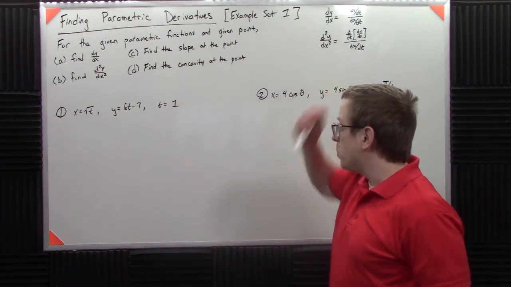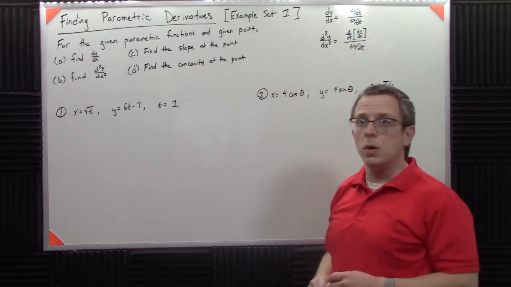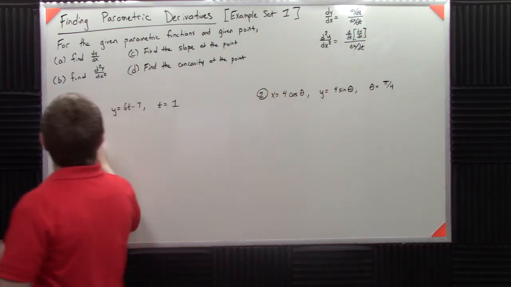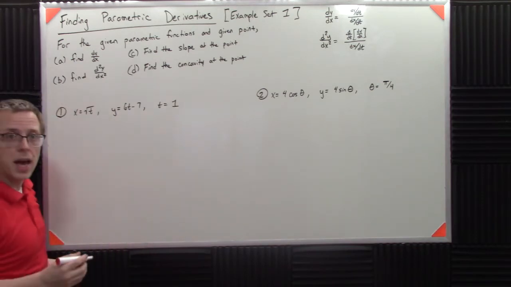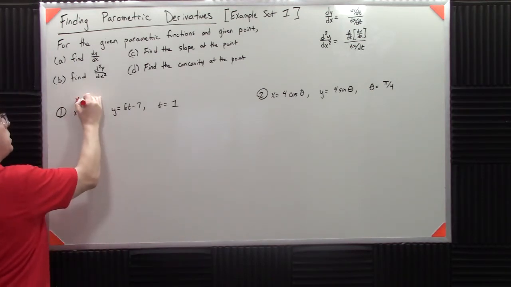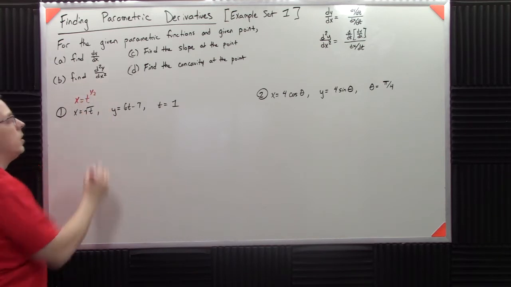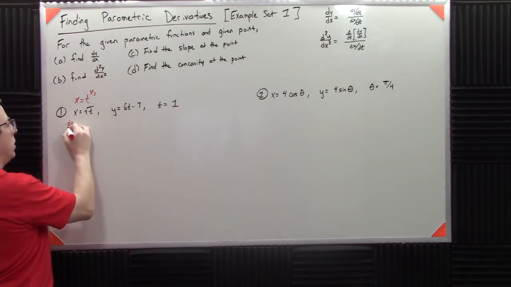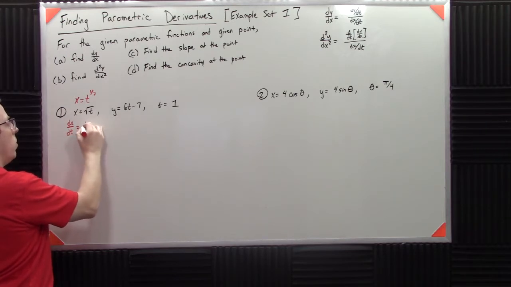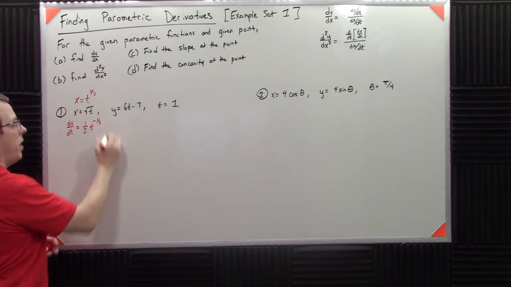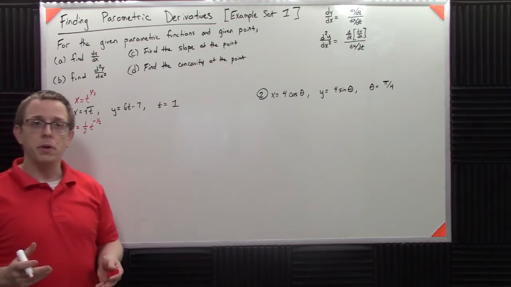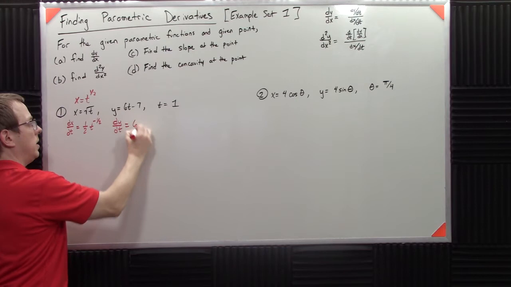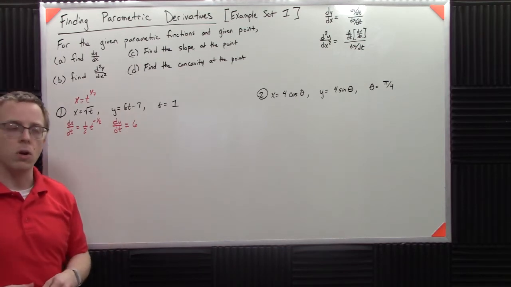So what we want to do is fill out this chart, so we need to find dy dt and dx dt. Now, this is like saying x is equal to t to the 1/2. So its derivative is 1/2 t to the negative half. And then the derivative of y with respect to t is simply 6, right? That's not hard to figure out.